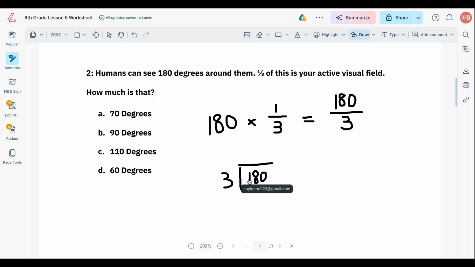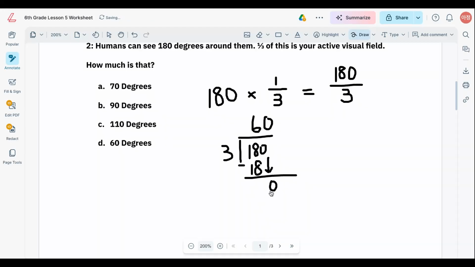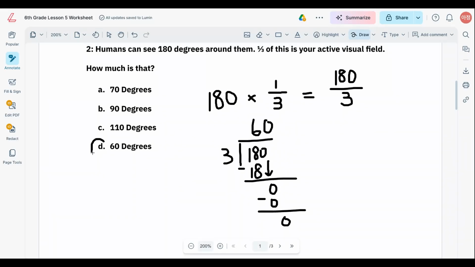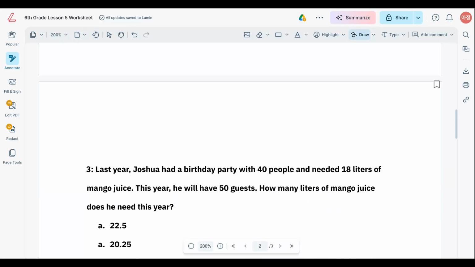So 3 does not go into 1, but goes into 18 6 times. 6 times 3 is 18. And then you do minus, bring down a 0, but that's just 0. So you put a 0 here, and 0 times 3 is 0. And we are done. So 60 degrees would be our final answer. Okay.